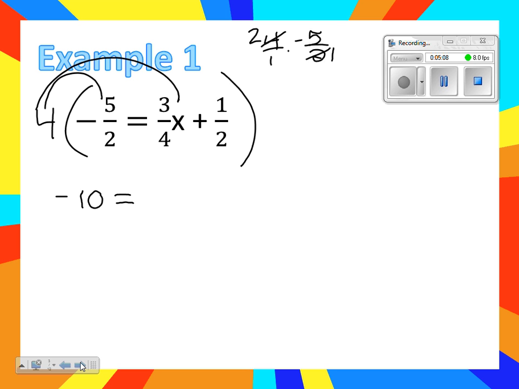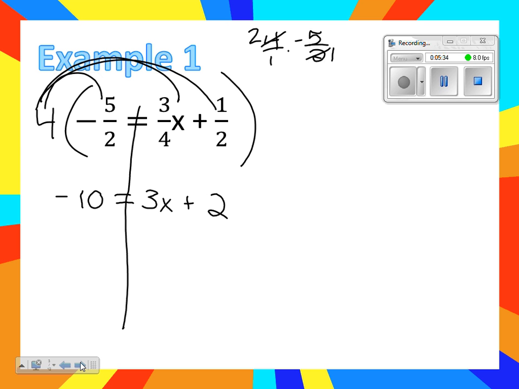4 times 3/4 x is 3x. And 4 times a half of 4 is 2. Okay. Now, I do realize that you are at a 2-step. And you could do it like you did yesterday. But I'm going to show you a new way to write it today. Okay. So, the new way to write it is this.